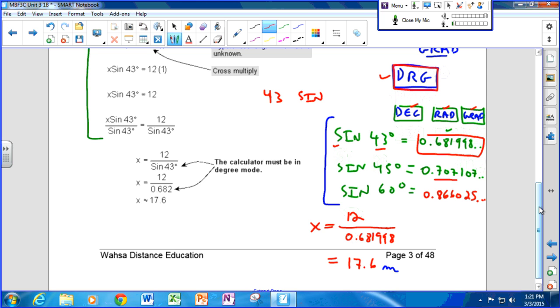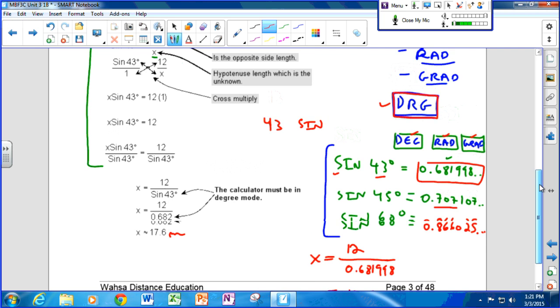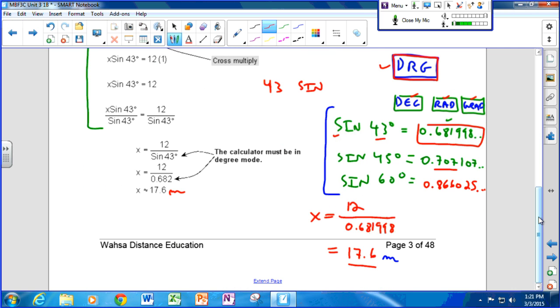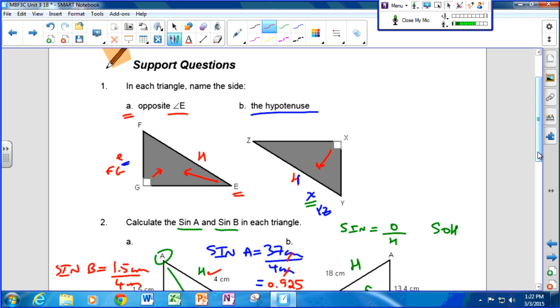Okay, if you work out this example, you're going to get 17.6 meters. They weren't using units, but remember that everything you do in trigonometry is going to have a measurement except the actual sine ratio itself. That's the only thing that doesn't have units, because it's just a ratio. Okay, so let's speed things up a little bit here. We were trying to identify the opposite and hypotenuse.